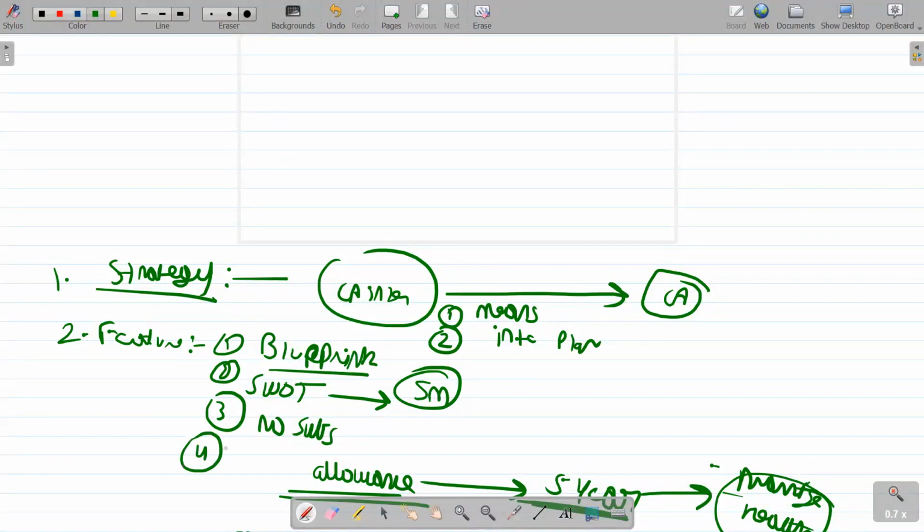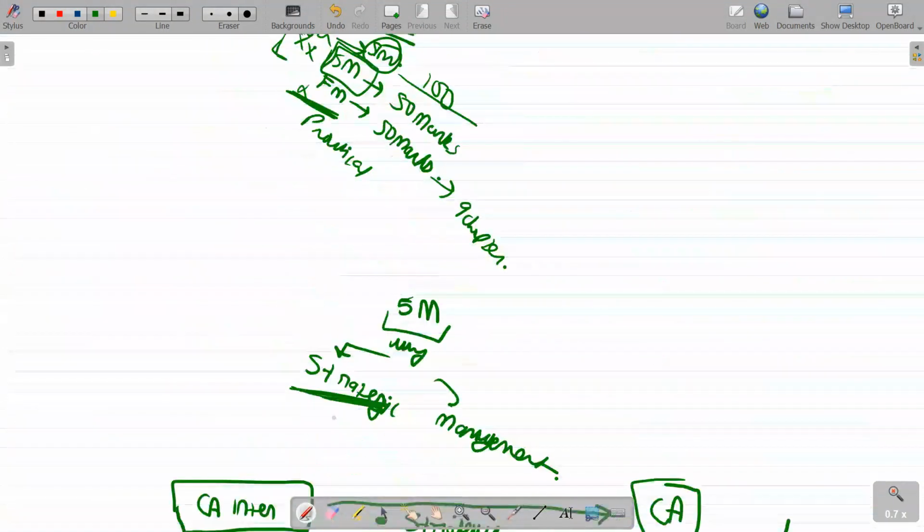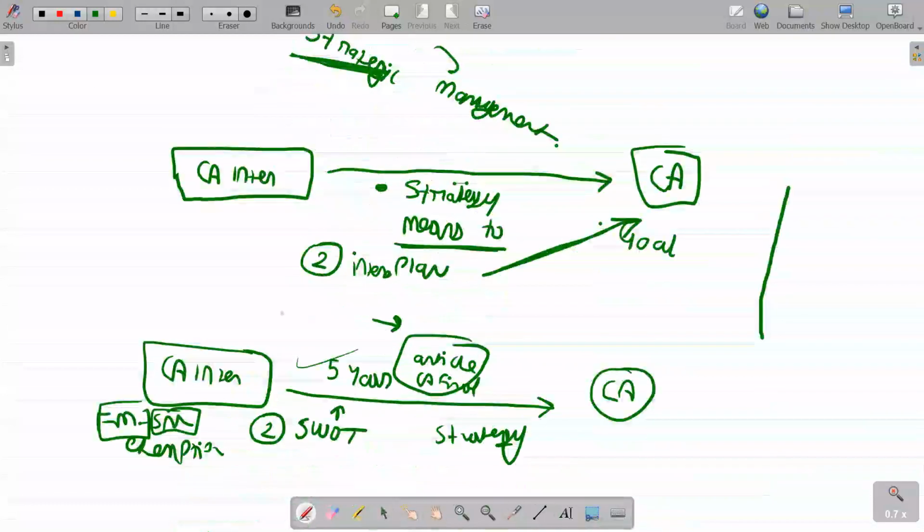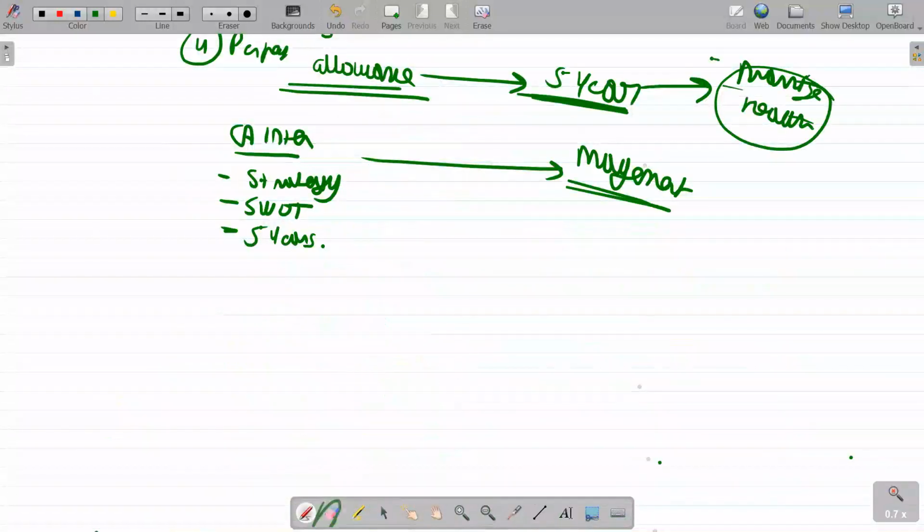Next thing, what? Next thing we have seen that a strategy can never be perfect. And why can a strategy never be perfect? As some allowances for unanticipated events have to be made. I hope this is clear. Okay. Now we'll move to the next topic.